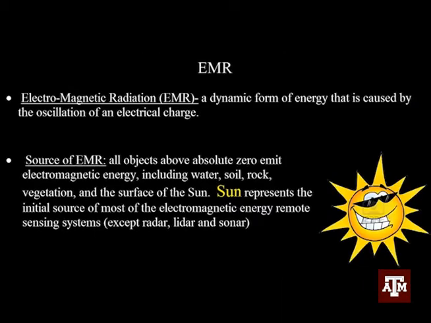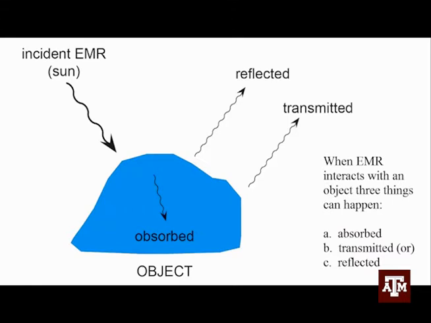Electromagnetic radiation, also known as EMR, is a type of energy that can be emitted or absorbed by particles, and these particles have a wave-like behavior while traveling in space. A main source of EMR is the sun. When EMR interacts with an object, it can be absorbed, transmitted, or reflected.